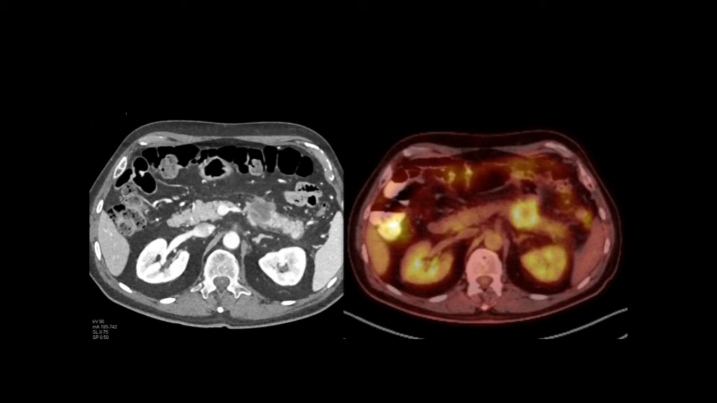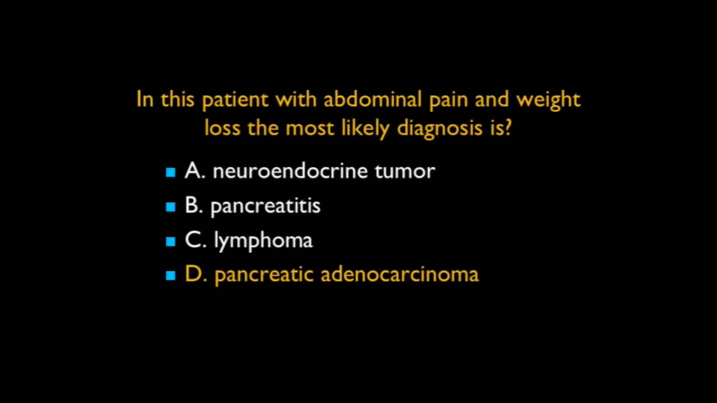Could it be lymphoma? I guess it could be, but lymphoma usually is more infiltrating in the pancreas. It's not pancreatitis, it's a focal lesion, and it's not a neuroendocrine tumor, which typically would be hypervascular. So just a beautiful example of pancreatic adenocarcinoma on CT and on the PET scan. Just a really nice study.